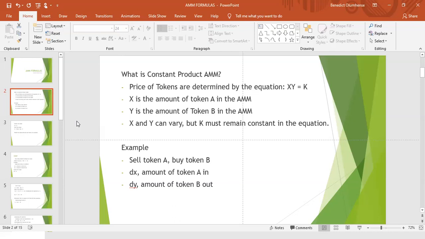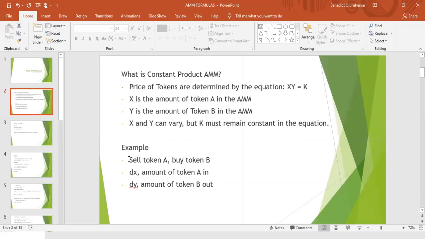This is a model where the price of tokens is determined by the equation x multiplied by y equals k. x is the amount of token A in the AMM, while y is the amount of token B in the AMM. Now, x and y can vary, but k must remain constant in the equation, because k is about the total liquidity.